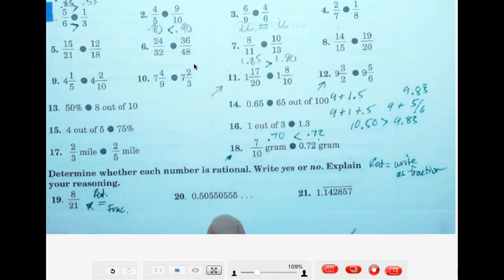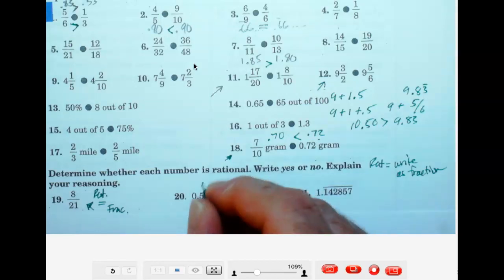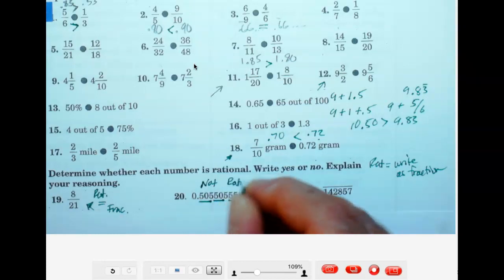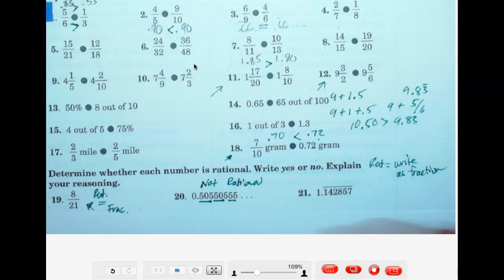This one here, let's see if it ever repeats. 0.505, 505, 55. It's not repeating. So when you have a decimal that doesn't repeat or doesn't terminate, this is not rational. This is not rational. Another way of saying that is irrational.